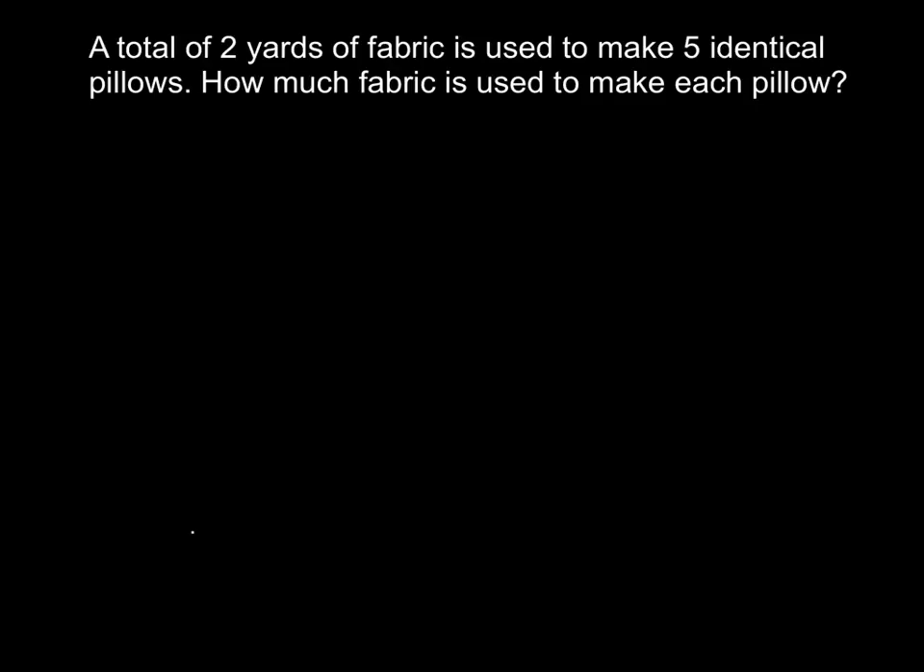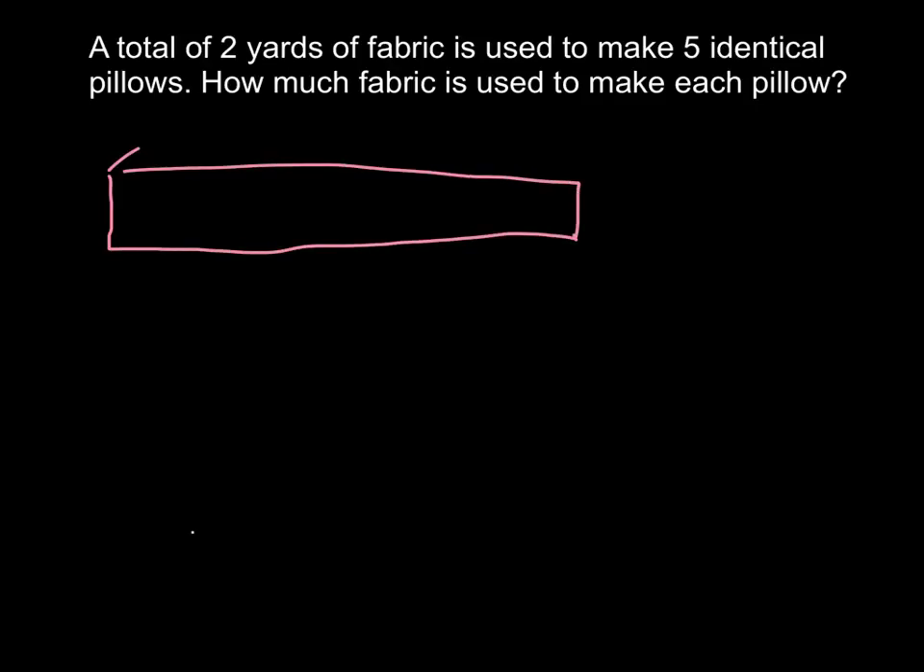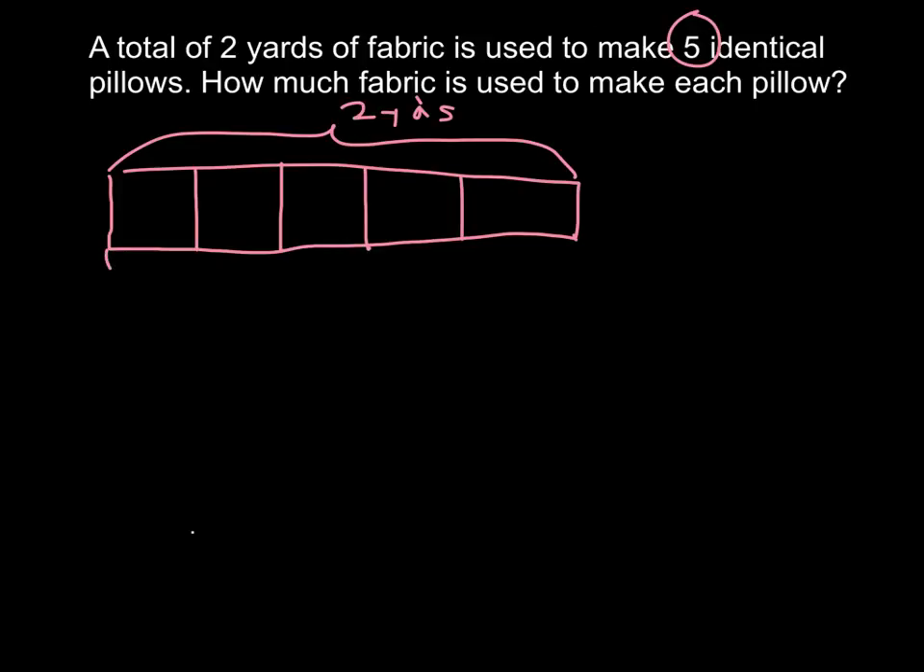And in order to make my pillows, I'm going to cut that 2 yards of fabric up into 5 identical chunks. That means that 2 yards is going to be my whole. So I'm going to draw a tape diagram, and I'm going to label my 2 yards, and then I'm going to have 5 identical pillows, so I have to divide it into 5 parts that are equal. And we are trying to find out how many yards are in each part.